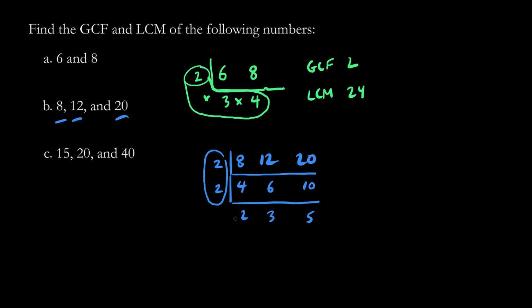You must be able to pull out a factor for all the numbers to continue on in terms of the GCF, but we've done all that we can. So we're going to multiply 2 times 2. So the GCF is 4.